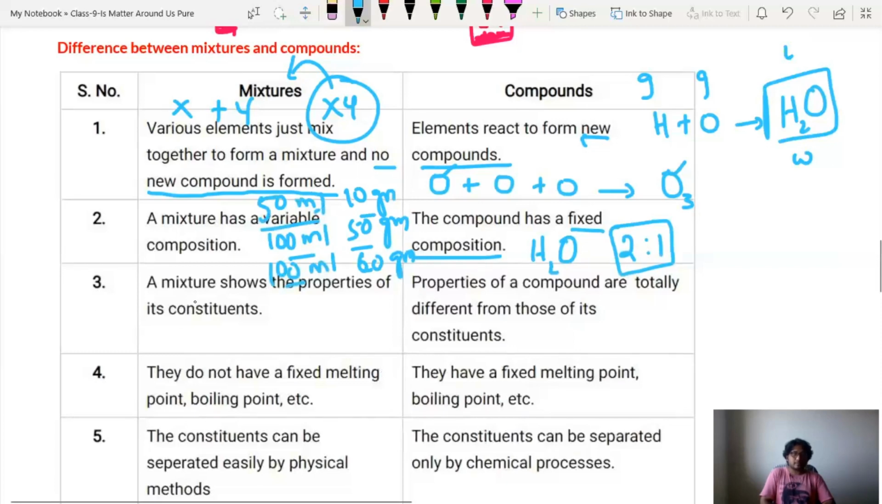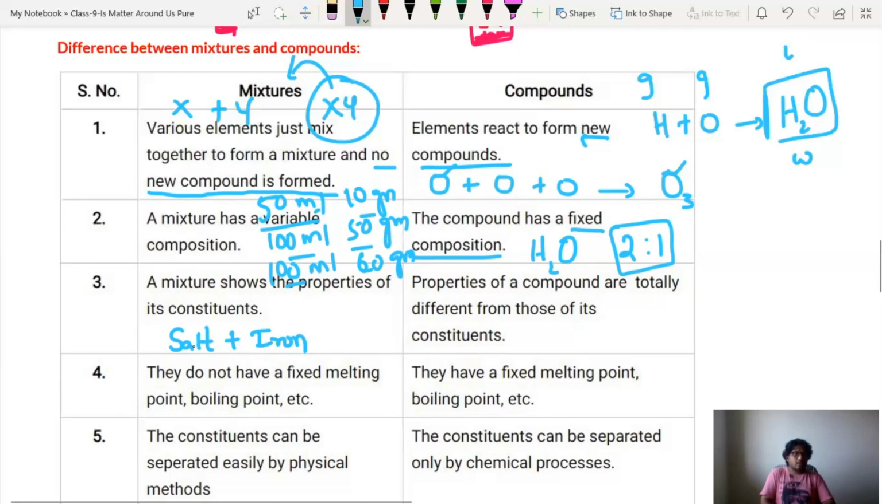Third one, a mixture shows the property of its constituents. Whenever there is a mixture, different properties will be there. For example, if we add salt plus iron powder and mix them together, salt will have its own property, iron will have its own property. Now take that mixture of salt and iron, dissolve it in water. What will happen? Total salt will be dissolved in water and iron will be settled at the bottom.